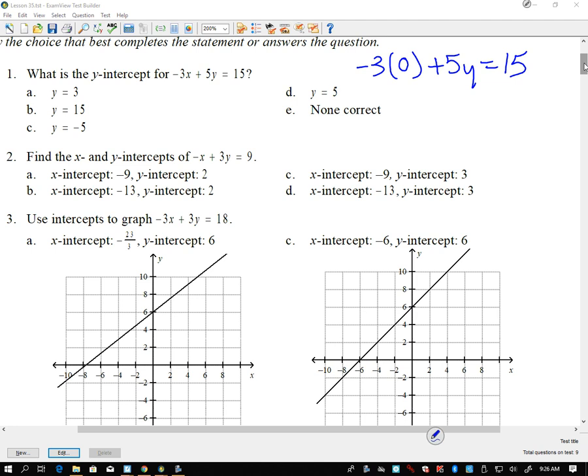So negative 3 times 0 is 0. So basically what we're saying is that anytime I plug in 0, I can just cancel out whatever's attached to it, right? I don't even need to bring the 0 down. So what am I simply writing next? 5y equals 15. Divide by 5. y equals 3. Okay? Feel pretty good about that? Not too bad.